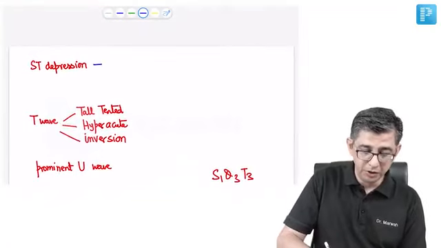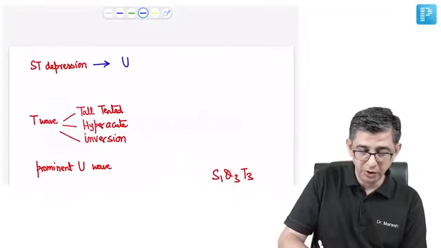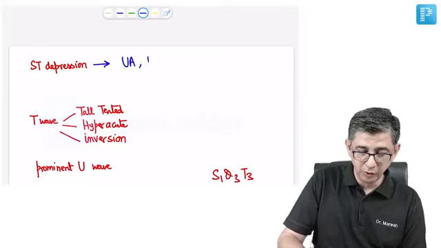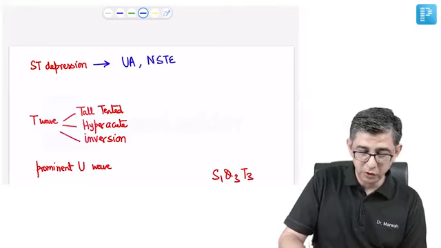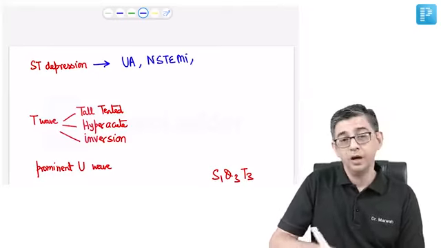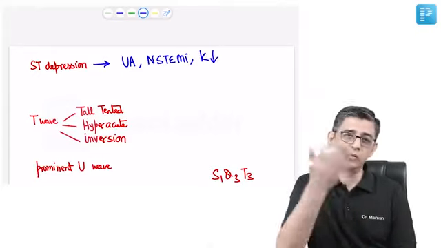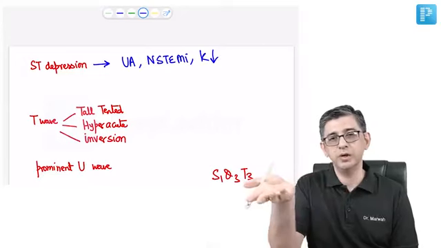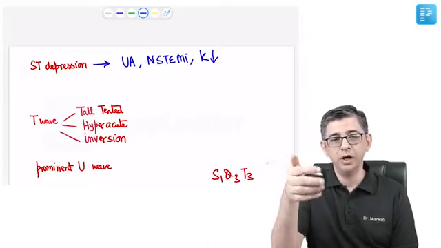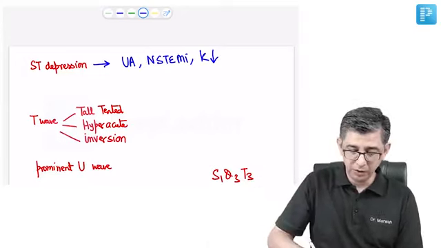Now we're going to talk about conditions where we have ST segment depression. The first time I ever spoke about it was unstable angina, then is non-ST elevation MI, and then is electrolyte imbalance, hypokalemia. In hyperkalemia, arrow is going up, so T wave is also going up, ST is also going up. In hypokalemia, we would be having a T wave inversion present.